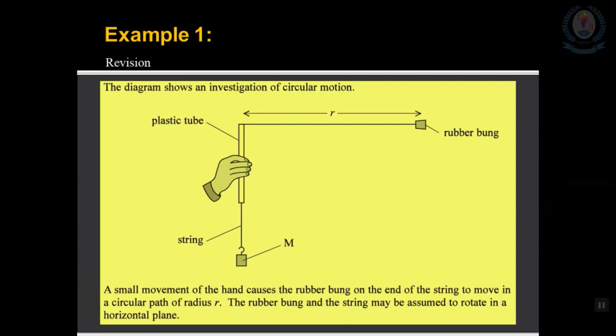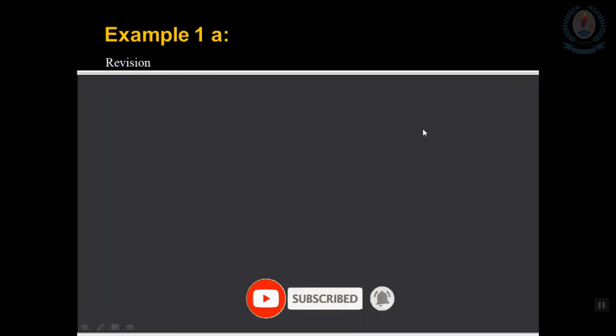Now we'll think of how we could apply what we learned. There is a small plastic tube, a thread which is attached to a rubber band, and a mass is hanging. This child is rotating this rubber band, and a small movement of the hand causes the rubber band on the end of the string to move in a circular path of radius r. This rubber band and string may be assumed to rotate in a horizontal plane. It is assumed because practically it is impossible.